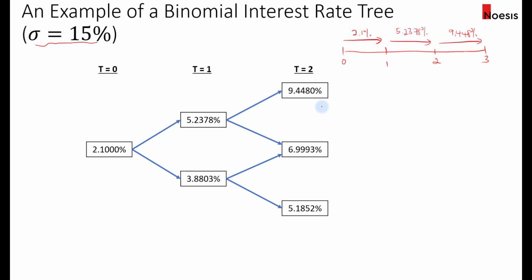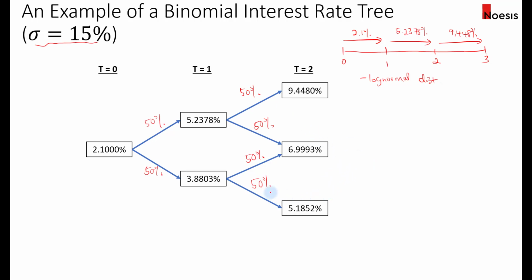Now, of course, the rates here are modeled based on a log normal distribution. And the risk neutral probability of an up move and a down move are both 50% at every branch. So it's all 50%, 50%, 50% and 50%. And the distance between two adjacent nodes is 2 standard deviations.